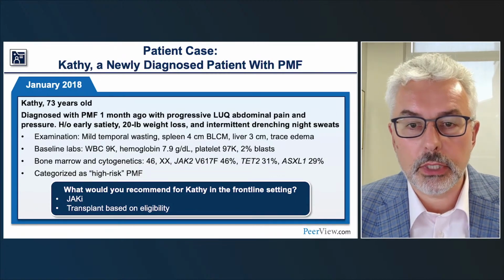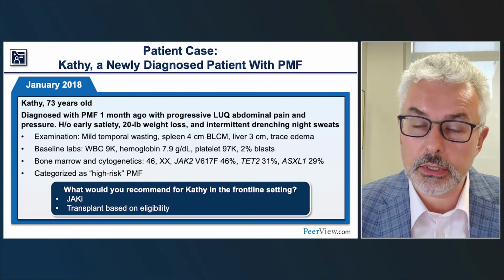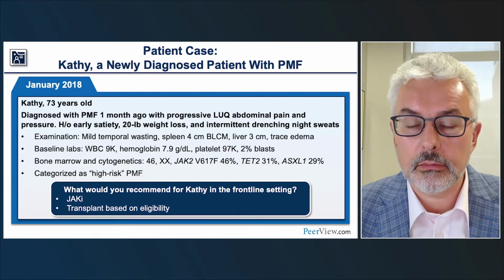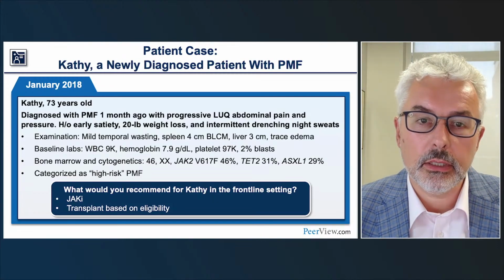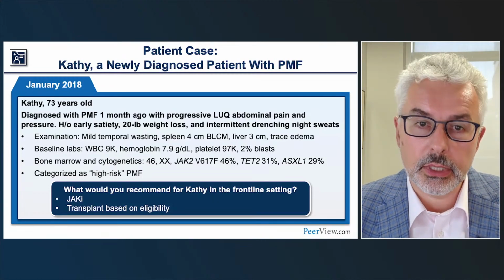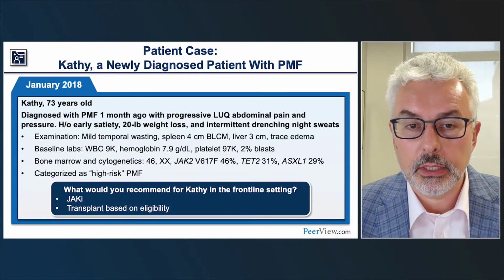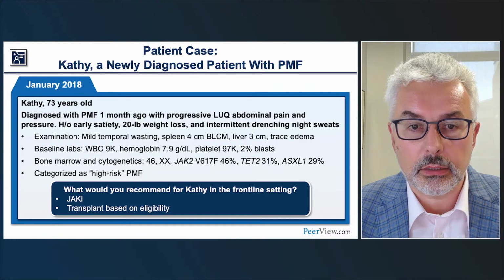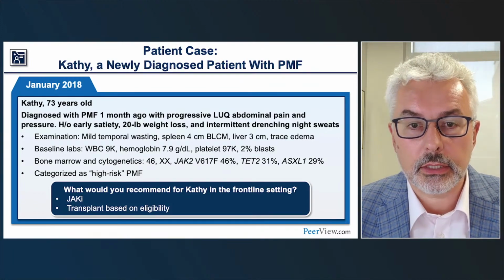So what would you recommend for Katie in the frontline setting? JAK inhibitors, absolutely. I would think we would think about that as an option. And maybe transplant based on eligibility. She's a little bit older, but certainly we would think about that as well. And one would not exclude the other. While we are looking for a transplant, for example, we can help patients with JAK inhibitors.